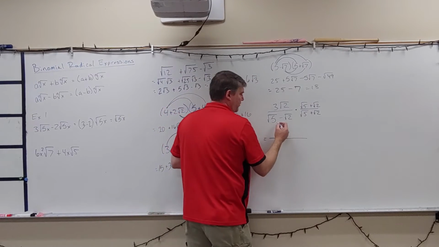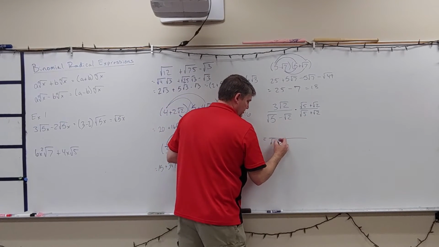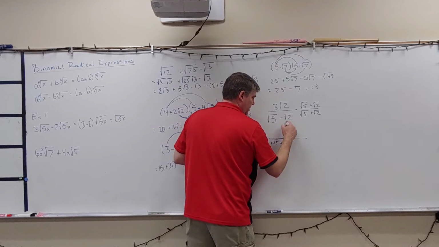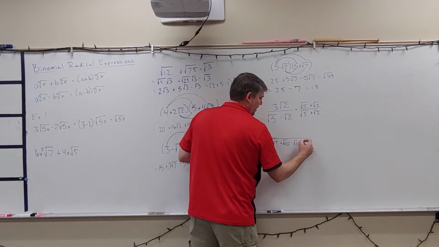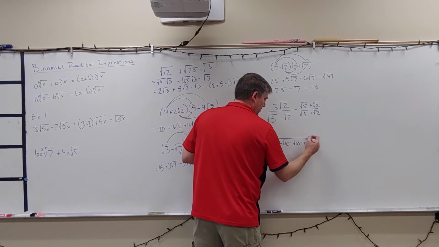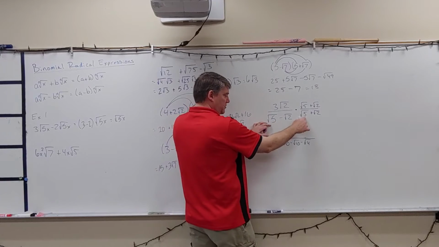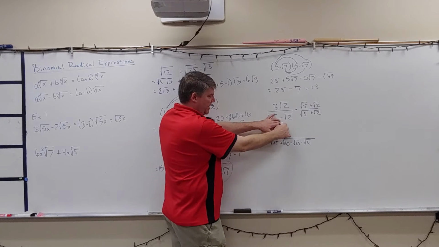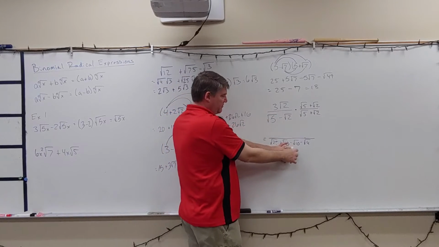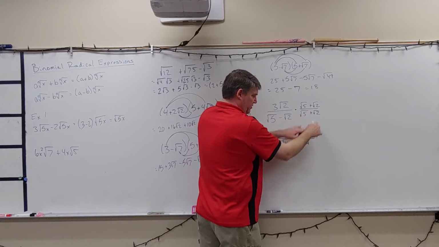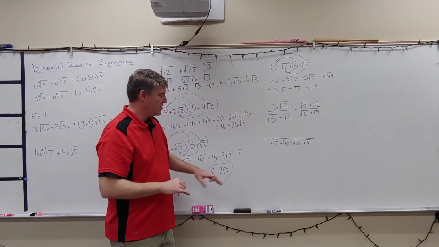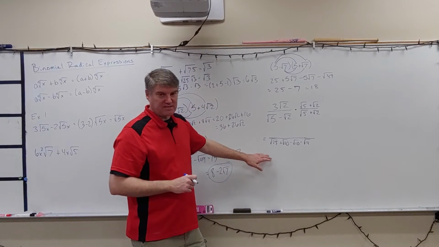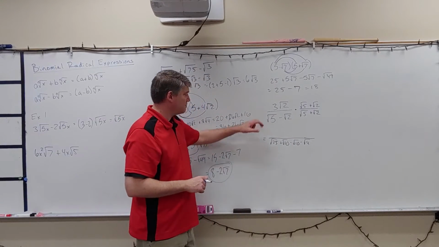Okay, so I'm going to do the bottom first. Square root of 5 times the square root of 5 is square root of 25. Square root of 5 times the square root of 2 is square root of 10. Negative square root of 2 times square root of 5 is negative square root of 10. Negative square root of 2 times square root of 2 is negative square root of 4. Okay, so that's where I got all these numbers on the bottom. The nice thing is this is going to simplify really, really nicely.